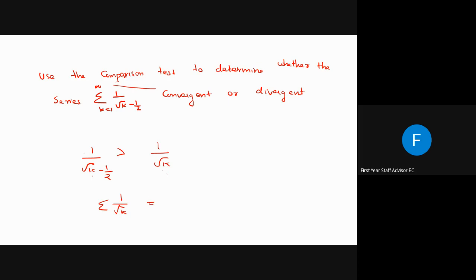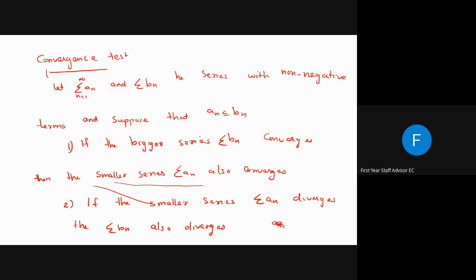This is also true for the summation. 1 by root k means 1 by k raised to 1 by 2. This is a p series with p equal to 1 by 2, which is less than 1. That means this series is divergent. So the smaller series is divergent. If the smaller series is divergent, then the bigger series is also divergent.